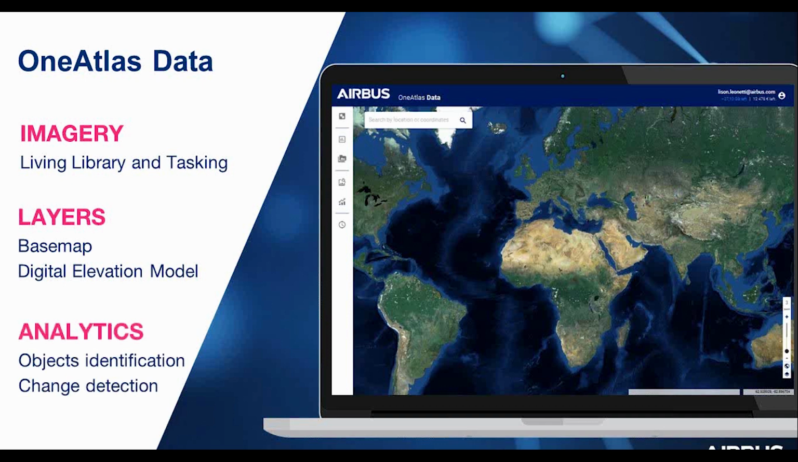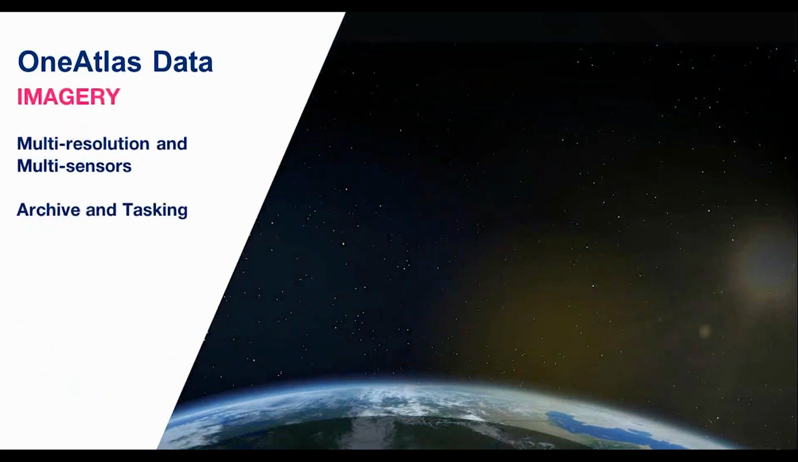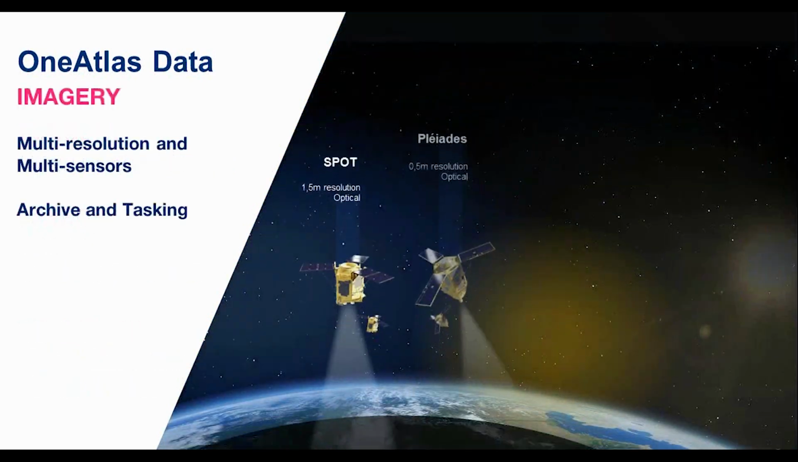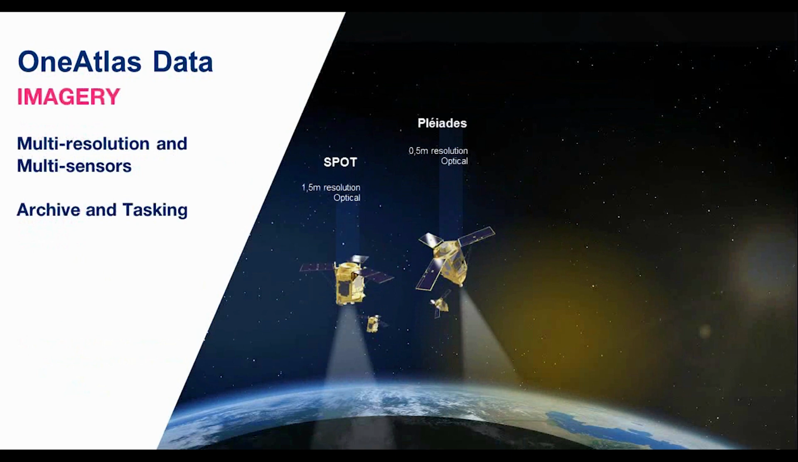So let's start with imagery. In OneAtlas data, you can access Spot and Pleiades imagery. Spot has 1.5 meter resolution and is perfect for countrywide or big area use cases. Pleiades, on the other side, with 50 centimeter resolution, is perfect for high precision mapping or object identification. You can use both sensors for archive and tasking.